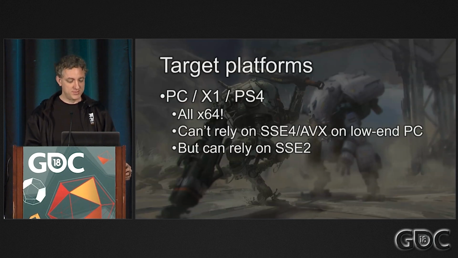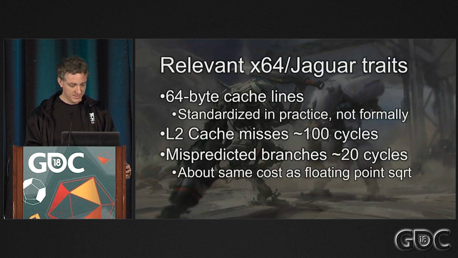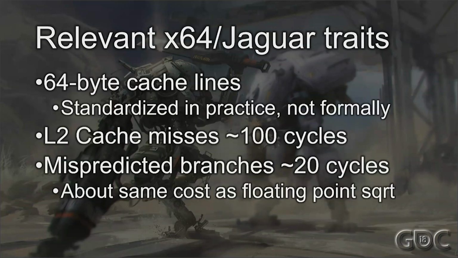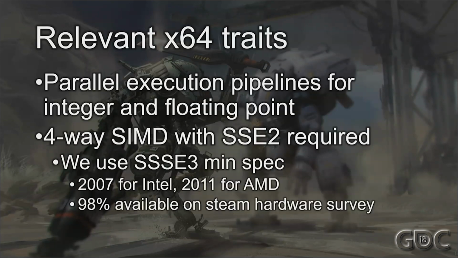So our target platforms are all x64, but we can't rely on SSE4 or AVX because of our low-end PC. So some relevant traits about x64 and Jaguar's implementation. We've got 64-byte cache lines, and that's pretty standard in practice, even if they can do different things if they want to. L2 cache misses are usually around 100 cycles, and mispredicted branches are about 20 cycles, which is about the same cost as a square root.